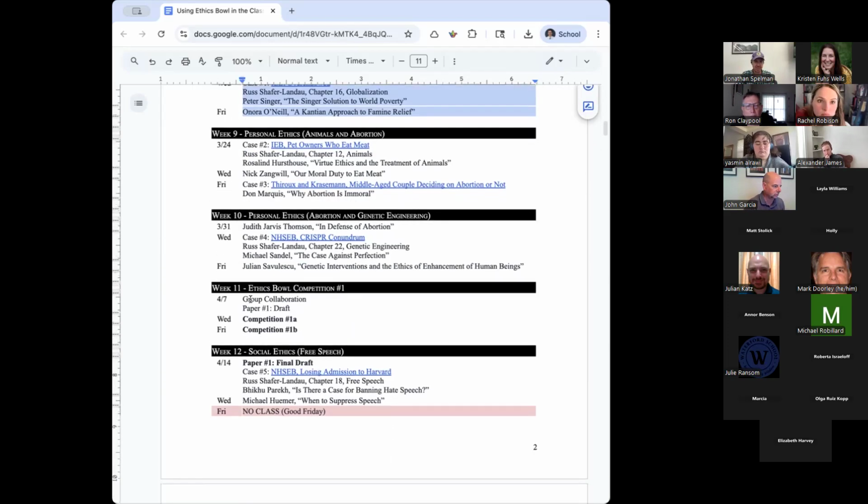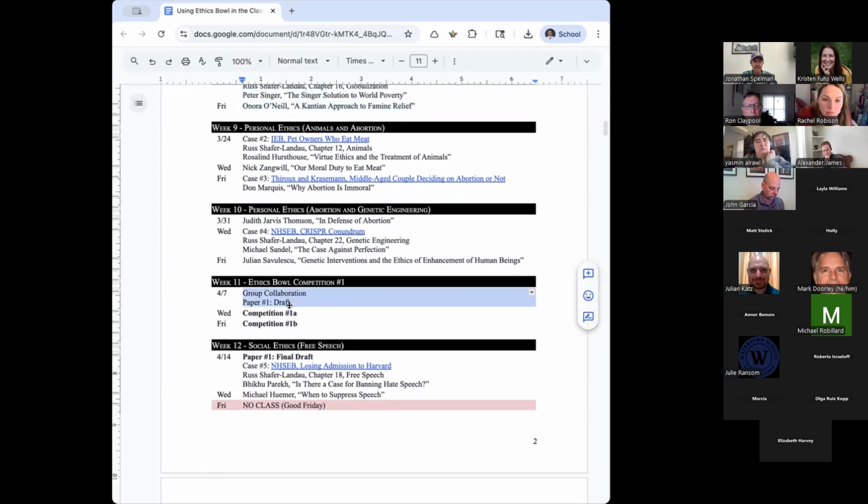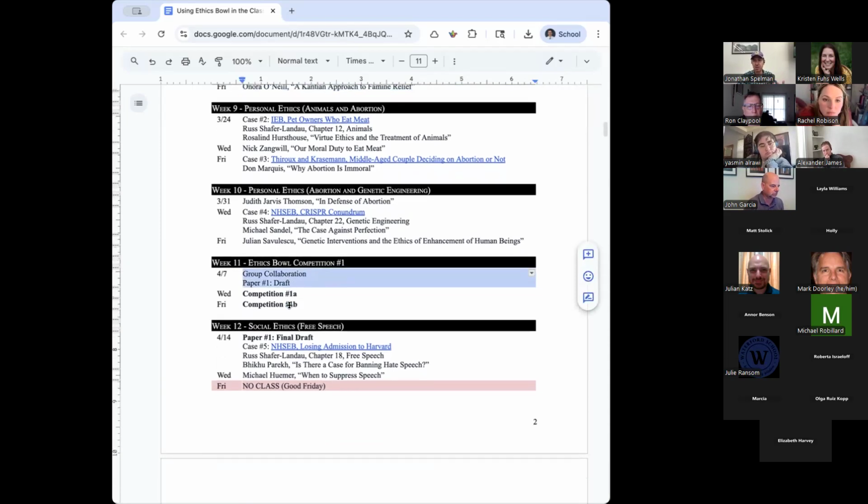We get to the end. There's one day right before the competition where all the students are supposed to have a draft of their paper. And the paper is structured so that it's like a presentation for the Ethics Bowl. What else do we do on that day?